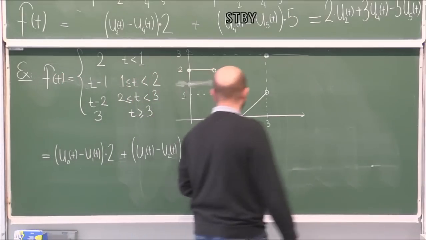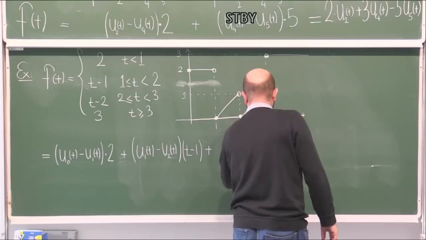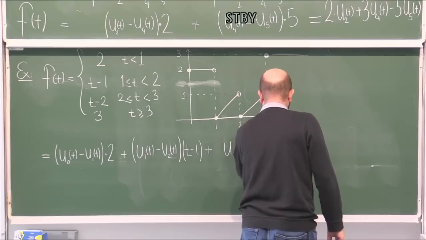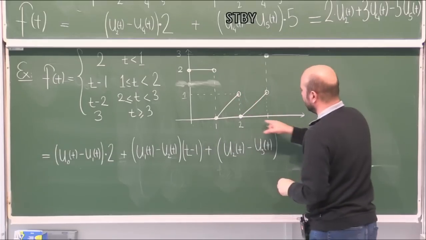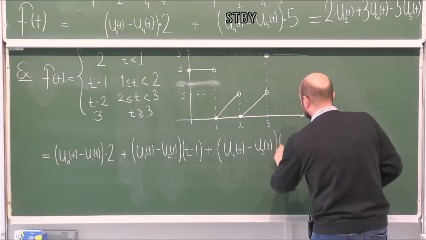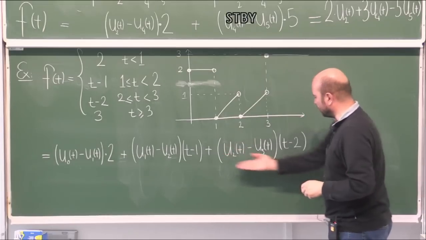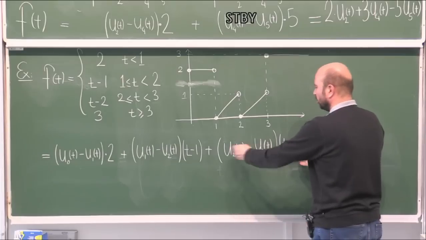Then plus, for this one, things are happening between 2 and 3. And between 2 and 3, my signal is at 1, because this gives me 1. I have to multiply this with t minus 2. So it says that this part just cares about between 2 and 3.